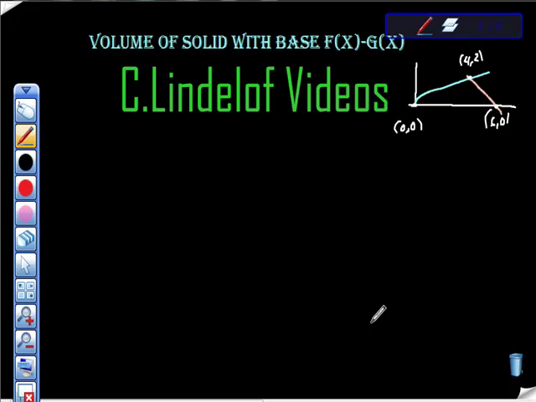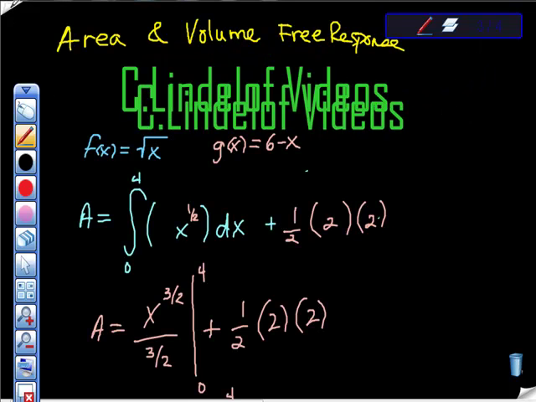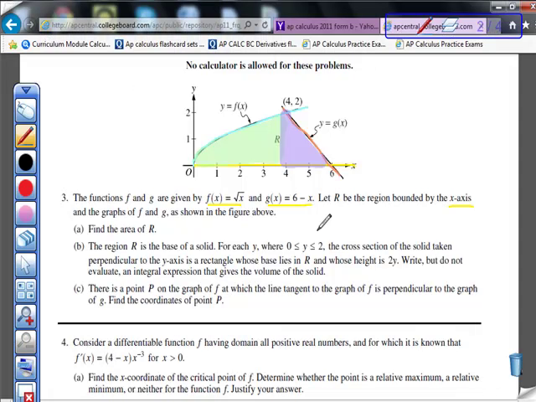Okay, this video is about the volume of a solid with base of f of x minus g of x, which is really weird. We're going to use perpendicular cross sections to the x-axis. Let me show you the question really quick. This is from the exam. So here's the exam, and this is the question that we're going to be answering right here.